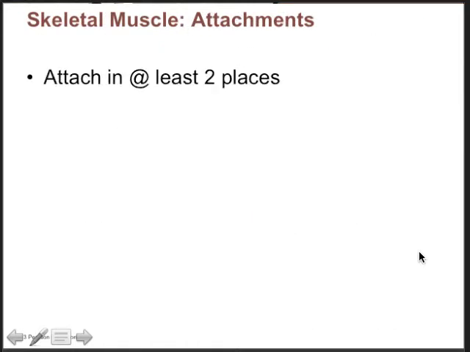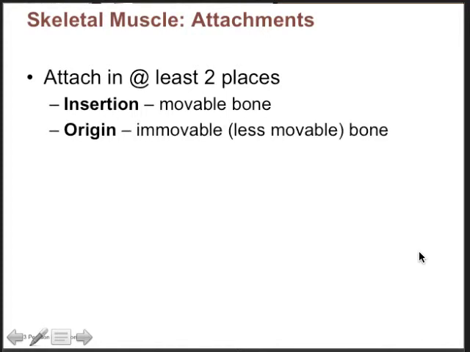Okay, skeletal muscle attaches in at least two places: the insertion, which is its attachment to movable bone, and the origin, which is its attachment to the immovable bone. And depending on the type of motion we're talking about, the origin and the insertion can vary.